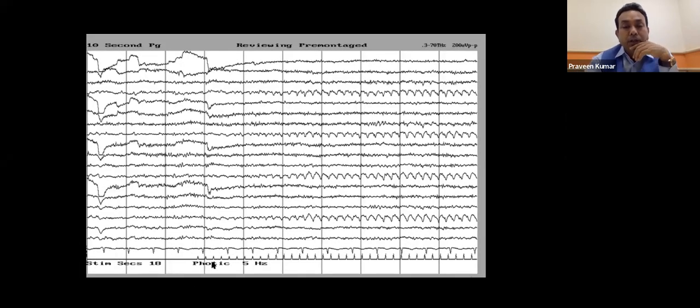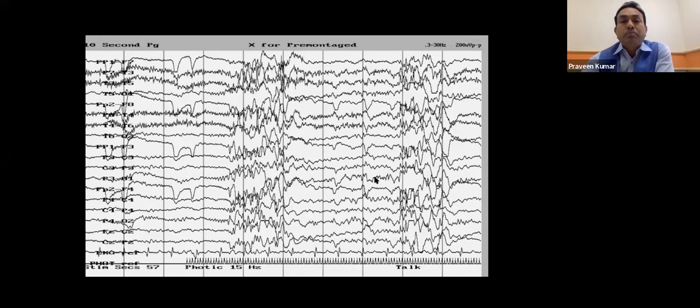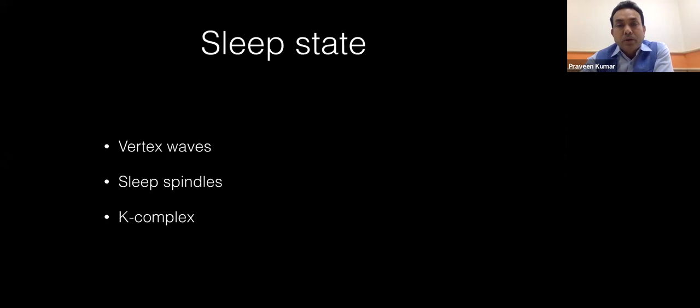You give photic at 5 hertz and you find the 5 hertz response in the occipital region. So you give 5 hertz photic and you get a 5 hertz response. You give 8 hertz, you get an 8 hertz response in the occipital region. This is photic driving. And if it is a photoparoxysmal response, with photic stimulation you get generalized epileptiform activity, and that is suggestive of photosensitive epilepsy.